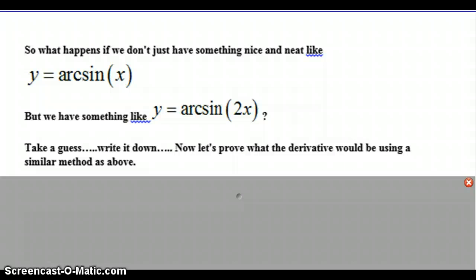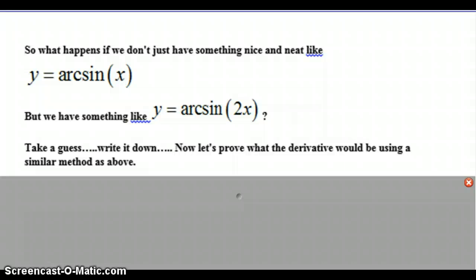What happens if we don't have something like x as our input? For example, what if we don't have y equals arc sine x, but we have something a little more like y equals arc sine of 2x? You know something about chain rule. You know something about taking derivatives of inverse trig functions now. Take a guess. Write down your guess, and we're going to prove the derivative of arc sine of 2x in the next few steps, using a very similar method as what we did before.